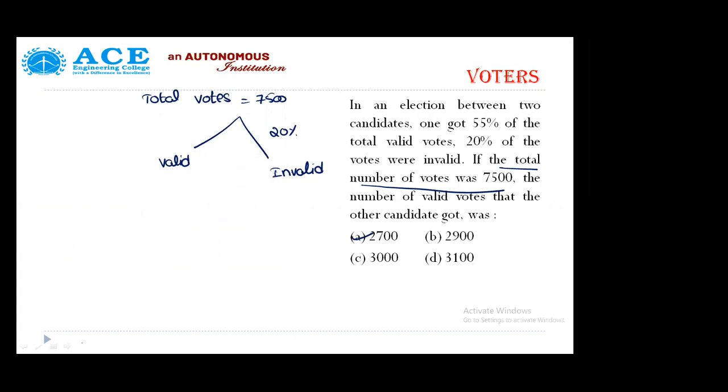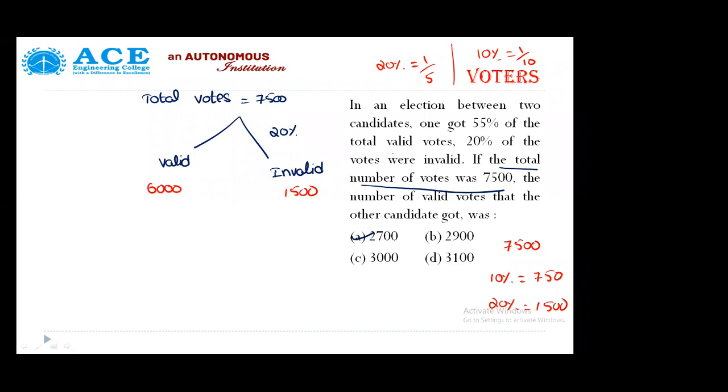Okay, invalid is 20%. See, I already mentioned in profit and loss, for 7,500, if you want to find 10% means 750. 20% means 1,500. Okay, 1,500 are invalid. 6,000 are valid. So guys, whenever 20%, you can consider 1 by 5, dividing by 5. 10% means 1 by 10. You can use that. 20% means 1 by 5, 10% means 1 by 10 for fast calculations.